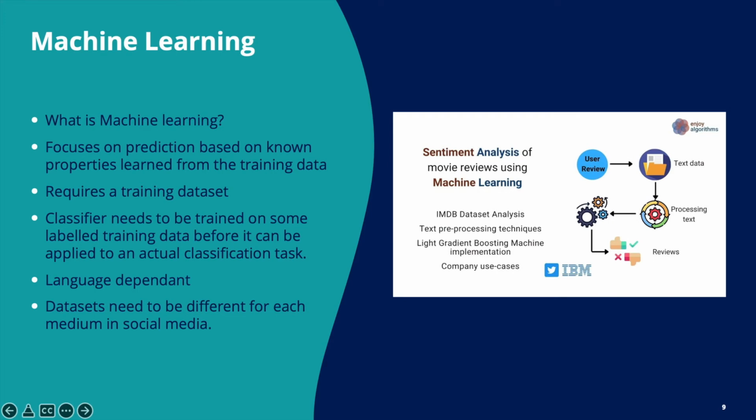Machine learning. We have read the word machine learning everywhere, but we don't know what the meaning of it is. Machine learning is a branch of artificial intelligence that concerns the construction and study of systems that can learn from data. It focuses on the prediction based on known properties learned from the training data. Hence, we require a training data set. The classifier needs to be trained on some labeled training data before it can be applied to an actual classification task. Various data sets for sentiment analysis are already available on the internet, such as Twitter dataset and movie reviews dataset. Machine learning is also language independent.